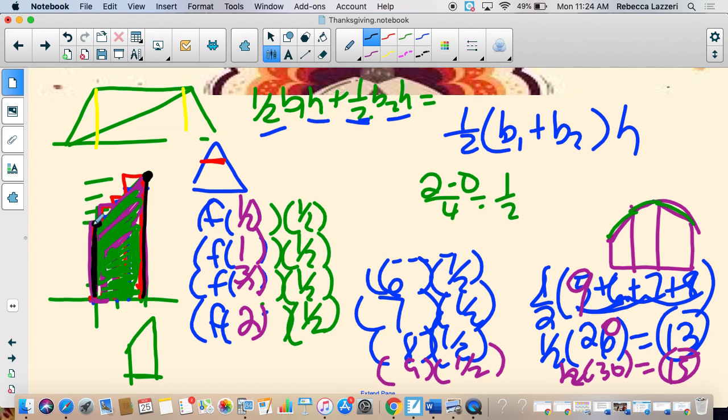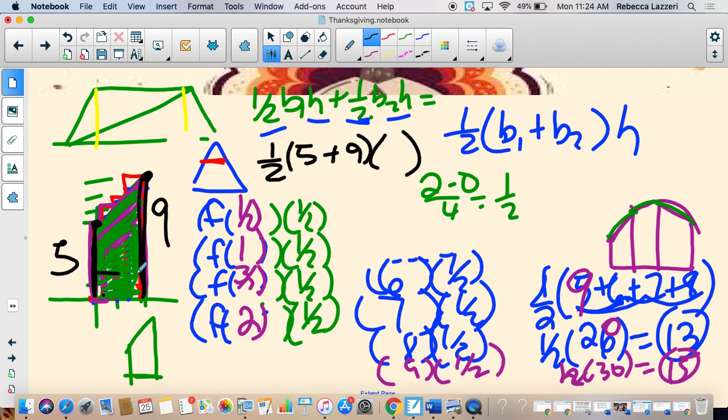Okay, so this base, I've drawn in a lot, but I think it was 5, and I think this base was 9. Was it? Yeah. Okay. So I have 1/2 base 1 plus base 2 times the height, and the height is going to be this distance because it's tilted on its side. So the height of this was 2 units. And I did get 14, which I suspected in this problem because it's linear. That would not have happened had it been curved.